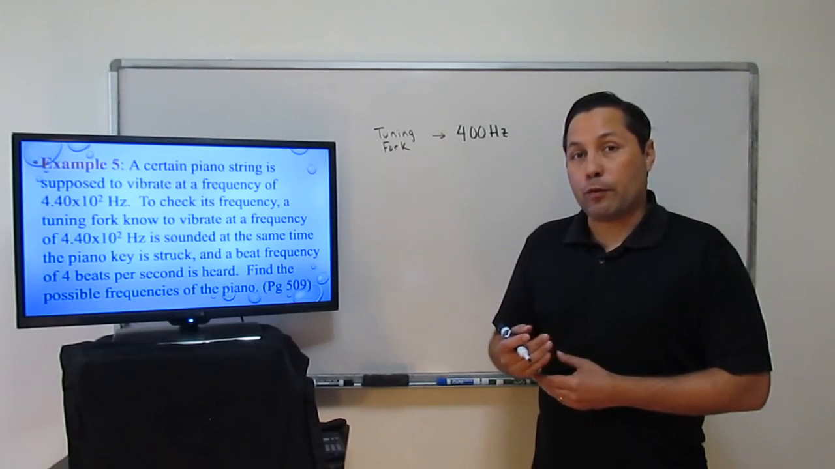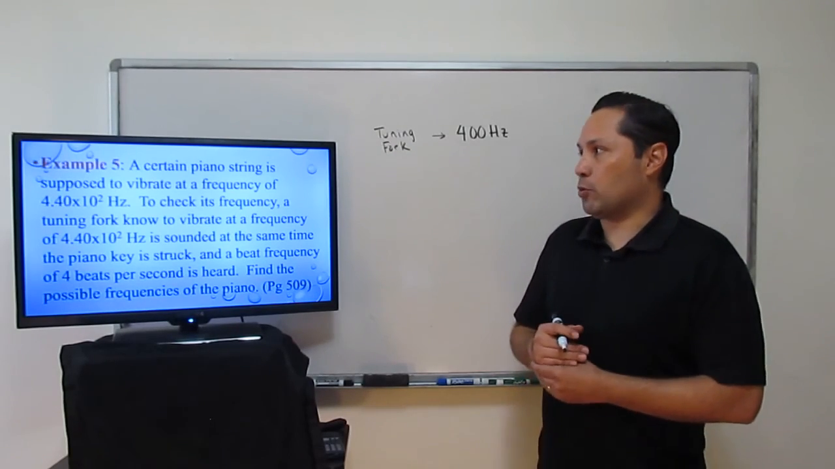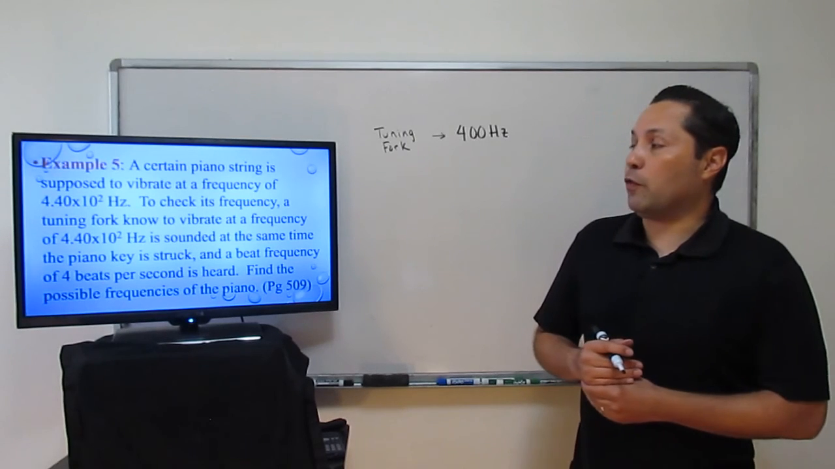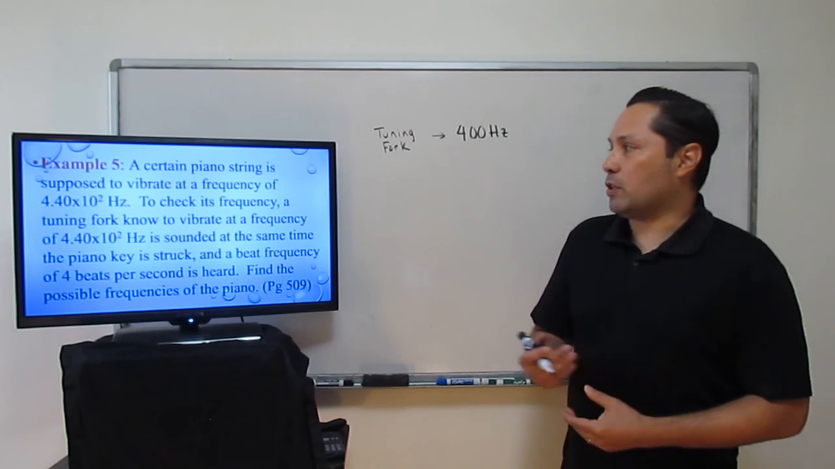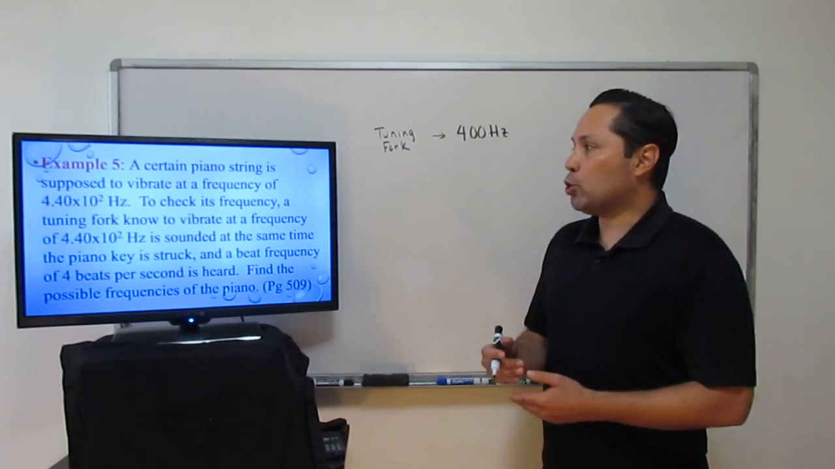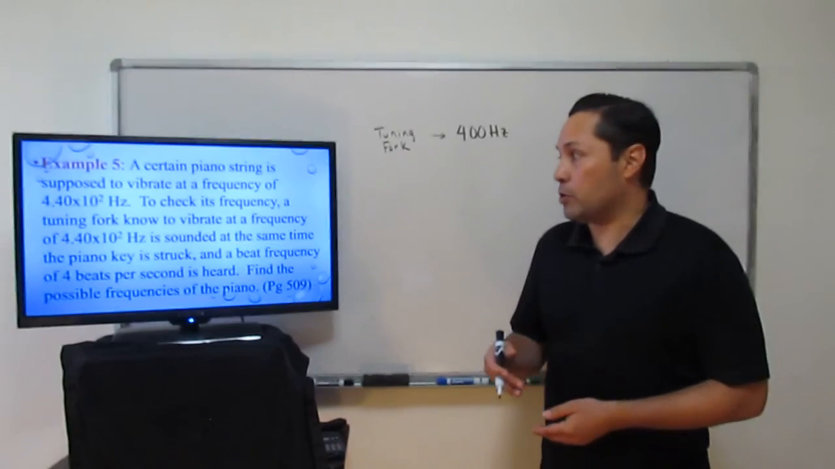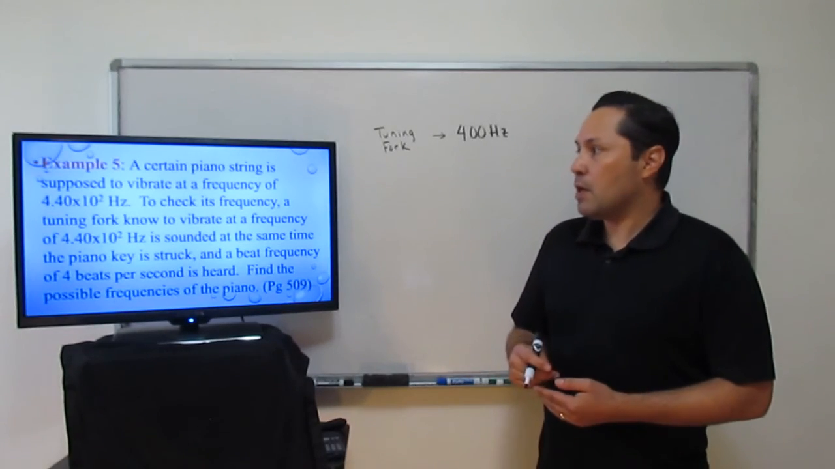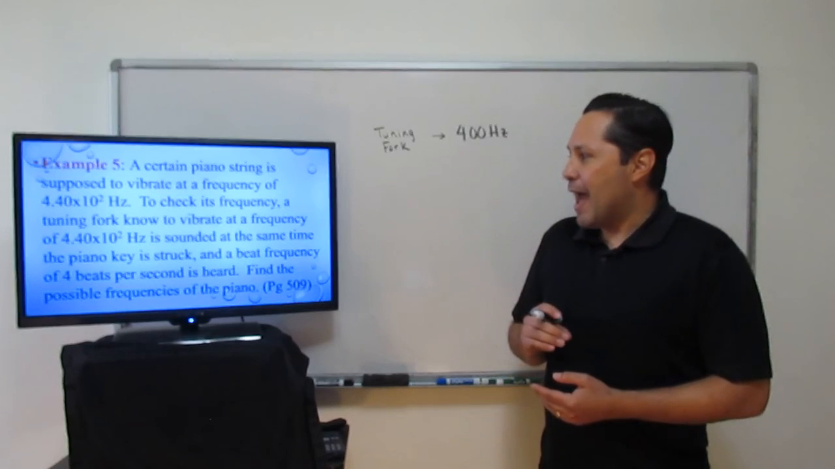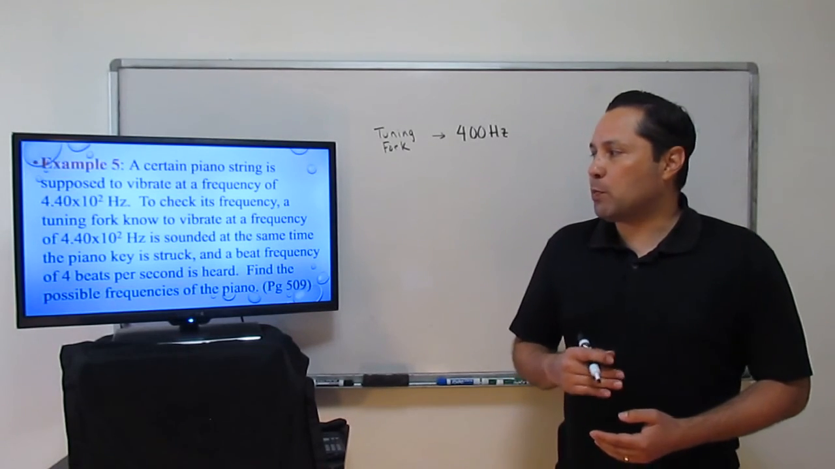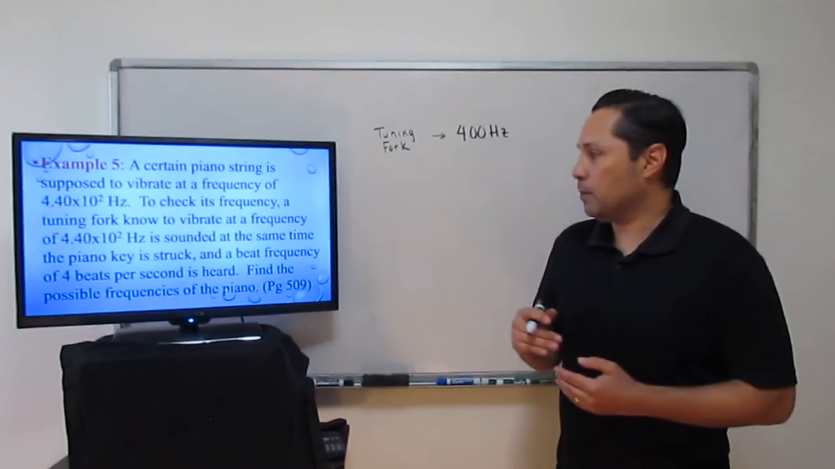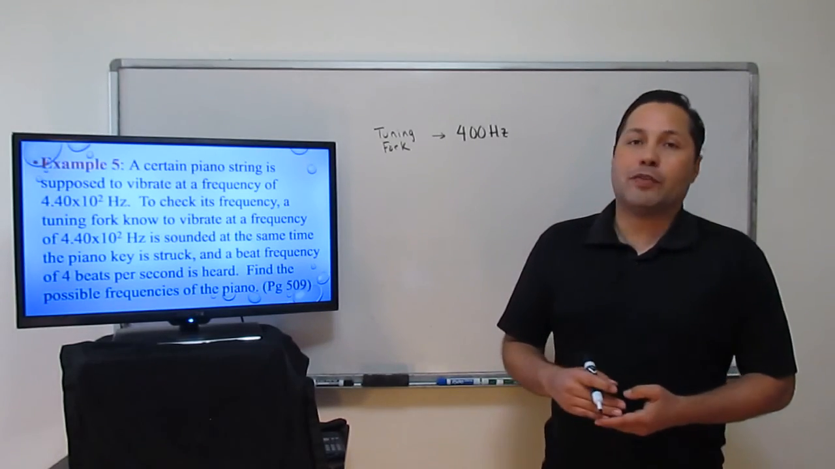In example 5, we're asked the following question. A certain piano string is supposed to vibrate at a frequency of 400 hertz. To check the frequency, a tuning fork, known to vibrate also at a frequency of 400 hertz, is sounded at the same time the piano key is struck, and a beat frequency of 4 beats per second is heard. Find the possible frequencies of the piano.